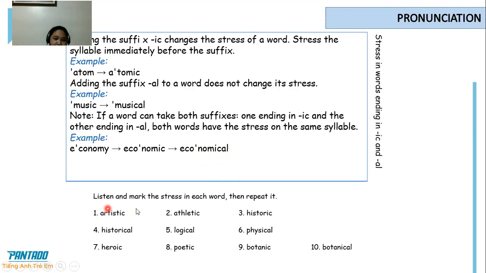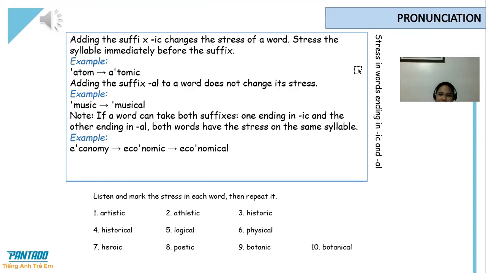So listen and mark the stress in each word. Then repeat it. So we have 1 to 10 here, and you have to write the stress in each word. Did you understand? Yes. Let's start. You are going to listen to the audio twice, and after that, we are going to check your work, okay? Yes. All right.